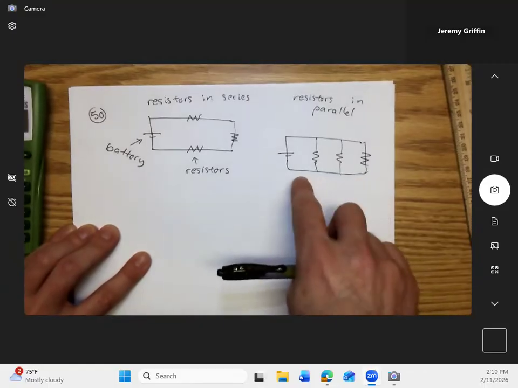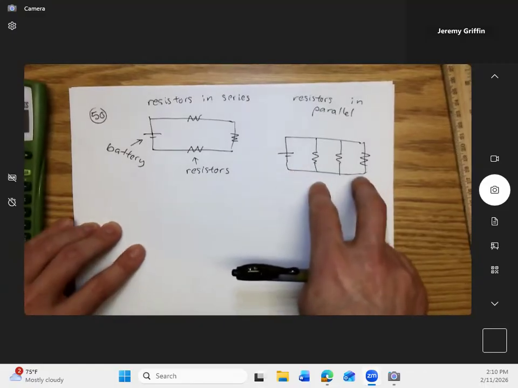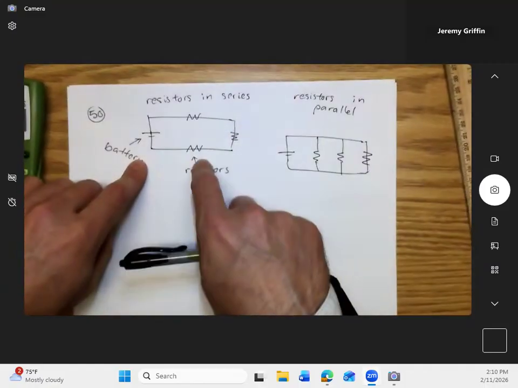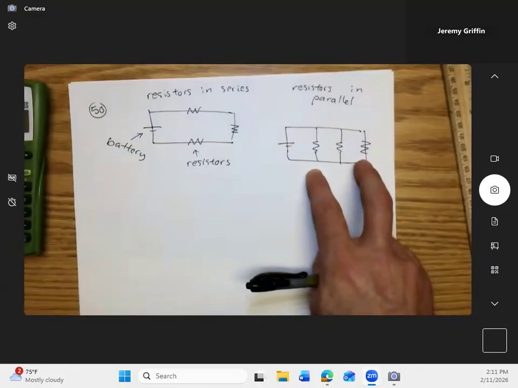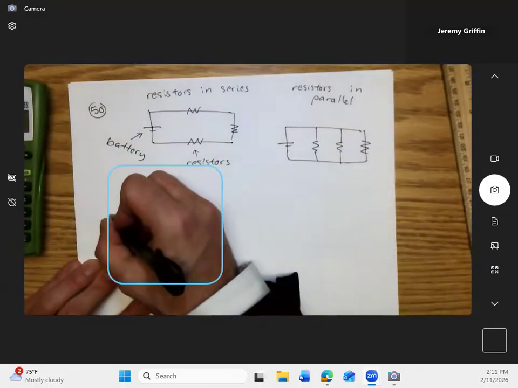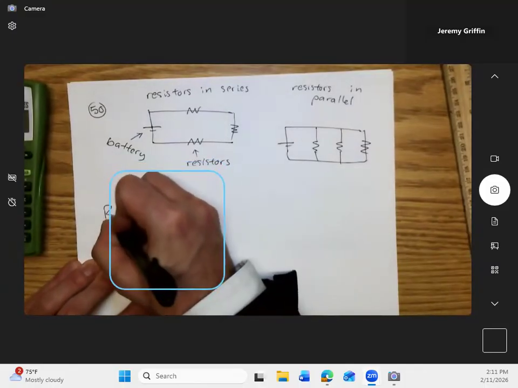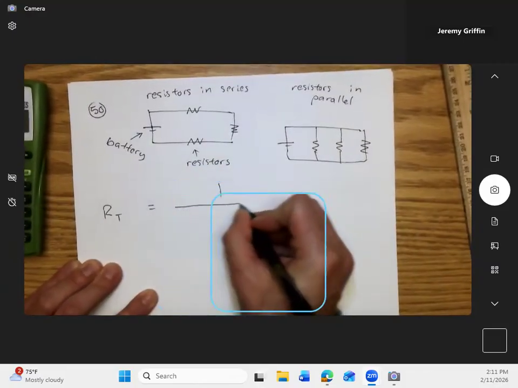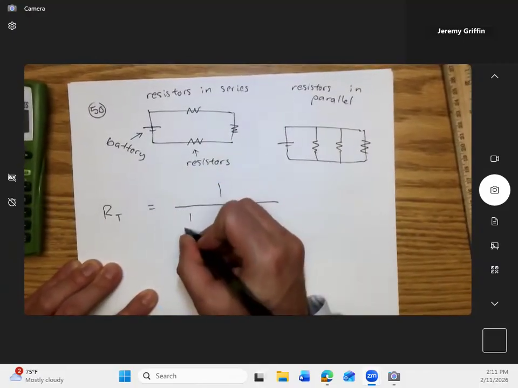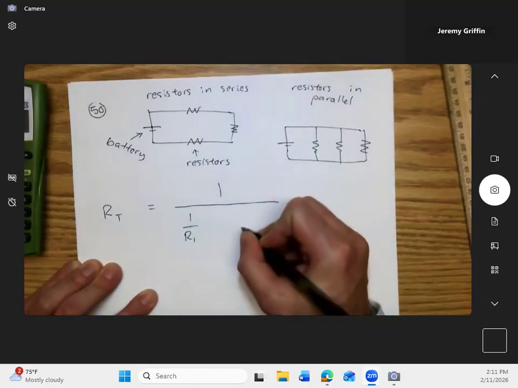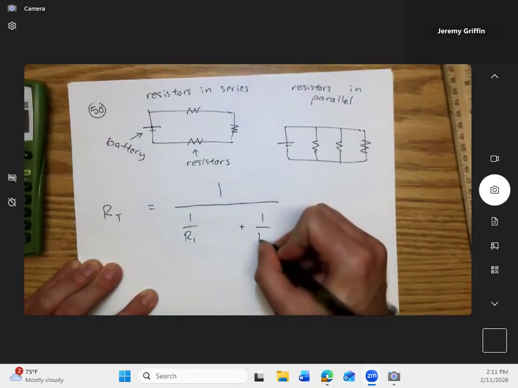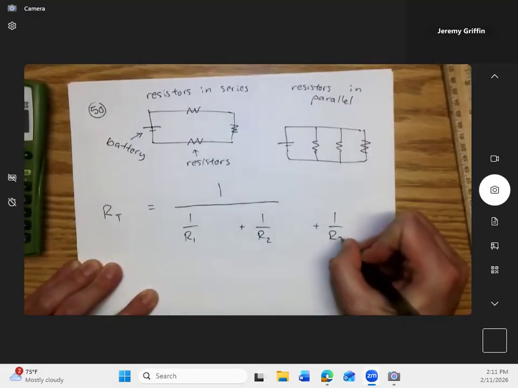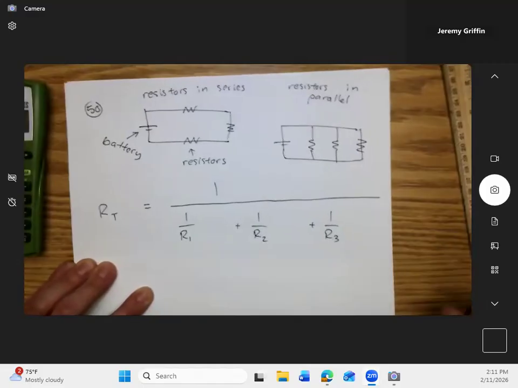So from the point of view of the battery, the resistance is completely different in both of these cases. In the left case in series, you add them up. And in the case on the right, you follow the equation from the book. And the book says, in parallel, the total resistance, R sub T. So I'm copying this straight out of the book. It says it's 1 over R1, leave some space, plus 1 over R2, leave some space, plus 1 over R3. Okay, this is all one giant fraction.